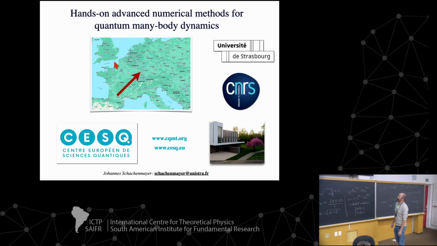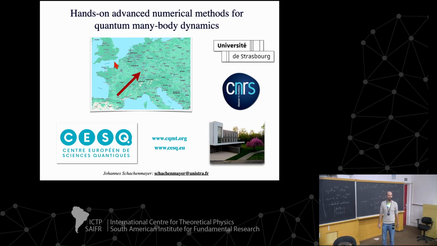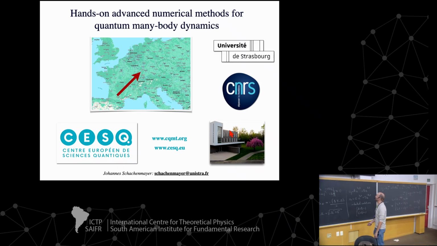Okay, just to introduce myself and the research interest a little bit. So this is going to be on numerical methods for quantum many-body physics. My name is Johannes Schachenmayer. I am a researcher and I'm running a research group at the University of Strasbourg. Strasbourg, if you don't know, it's exactly at the border between France and Germany. It's a beautiful place, as seen from this picture here.